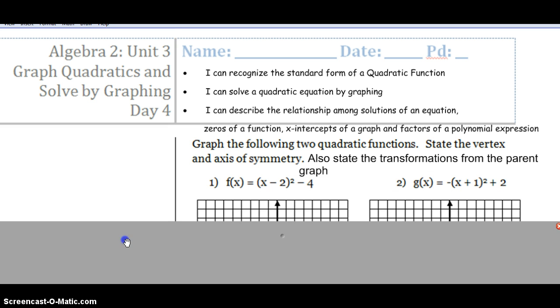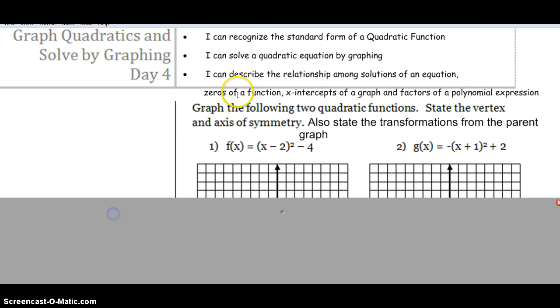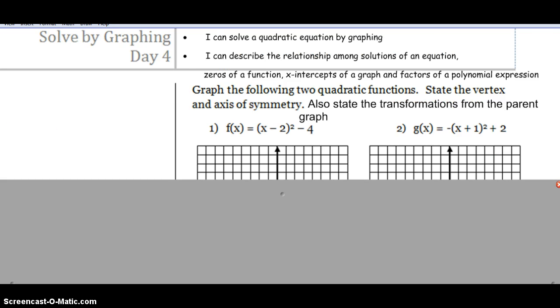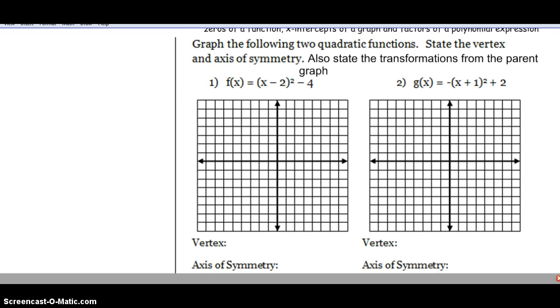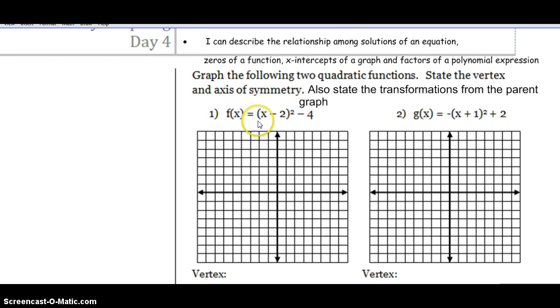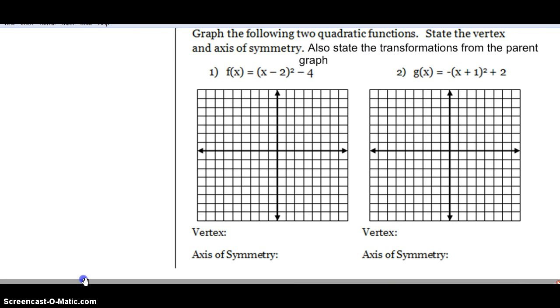First, I want to make sure we review the vertex form from last class, and I want you to go ahead and graph number 1 and 2. See how you're doing on the last bit of material. I want you to state the vertex and axis of symmetry. Also, I added this part where I want you to state the transformations from the parent graph. So go ahead and graph them and add in also the transformations.